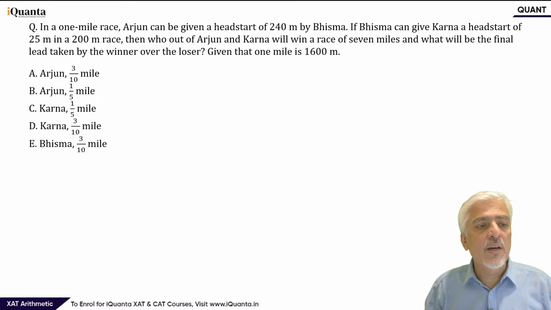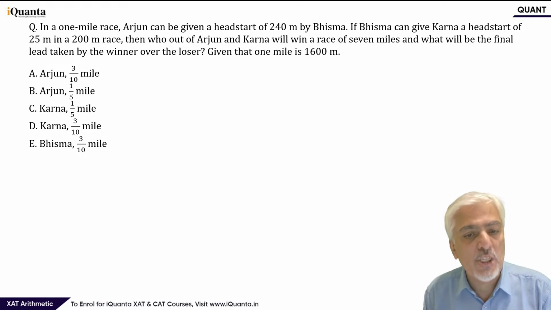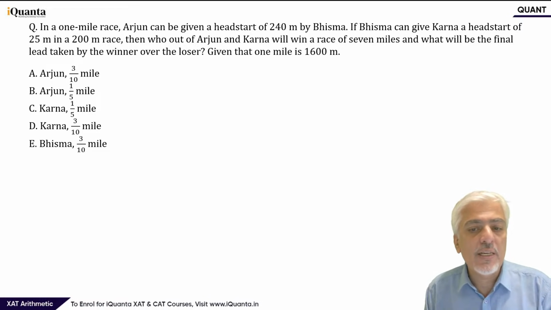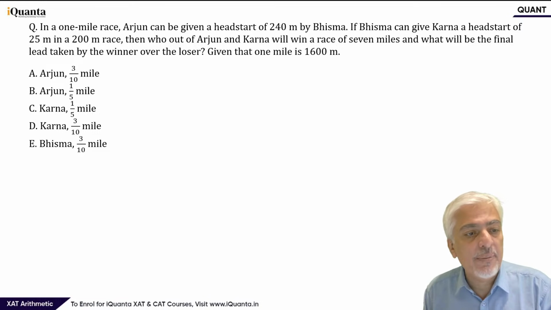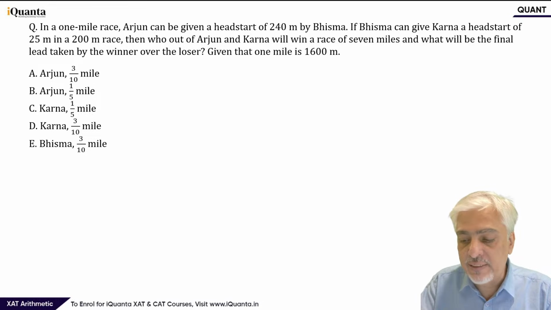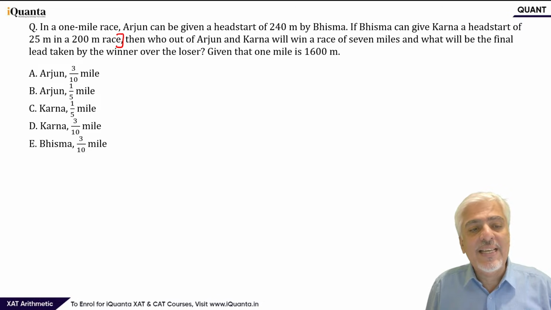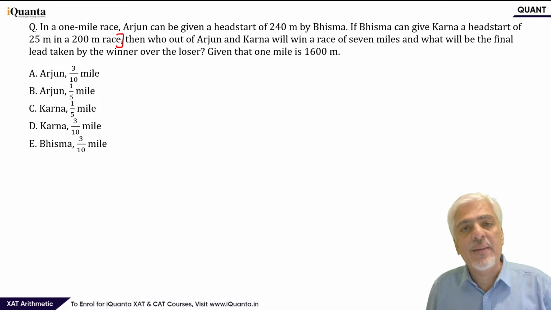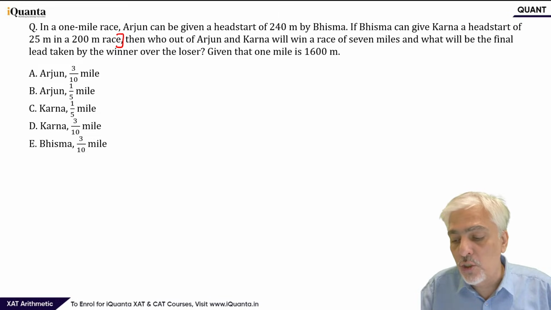In a 1 mile race, Arjun can be given a head start of 240 meters by Bhishma. If Bhishma can give Karna a head start of 25 meters in a 200-meter race... By the way, I have a clarification. Everybody pay attention. When they say Arjun can be given a head start, that means they both will finish together.